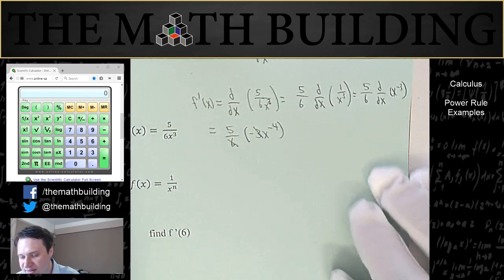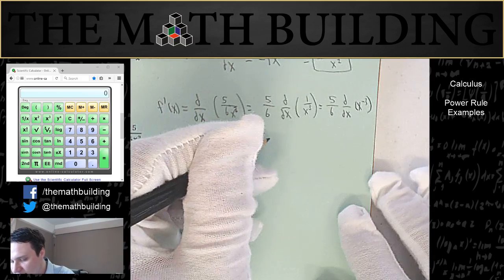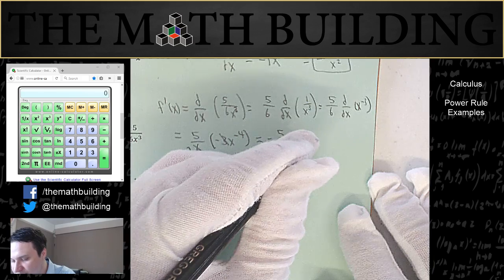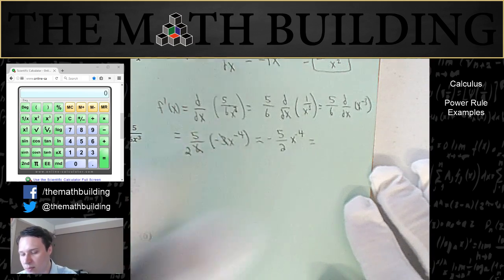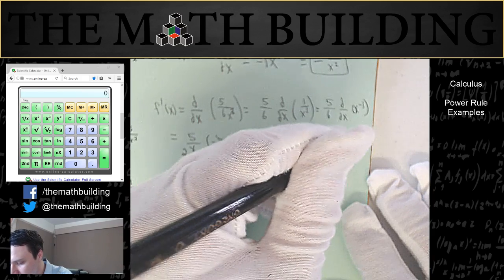So let's cancel 3 and 6, and so that becomes a 2. So the answer would be negative 5 over 2 x to the negative 4. And let's rewrite that one more time so that it has a positive exponent.